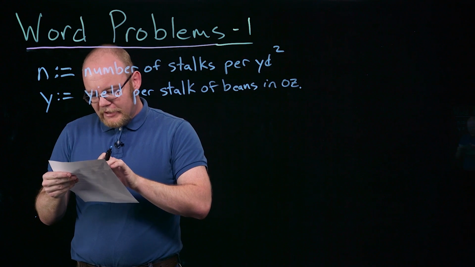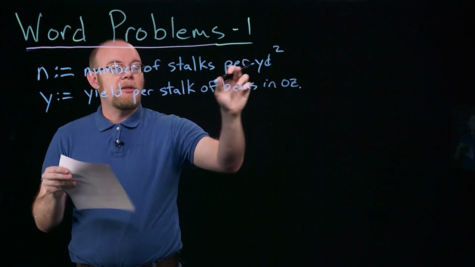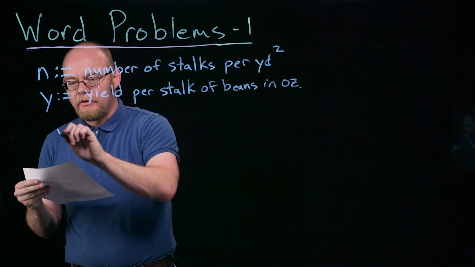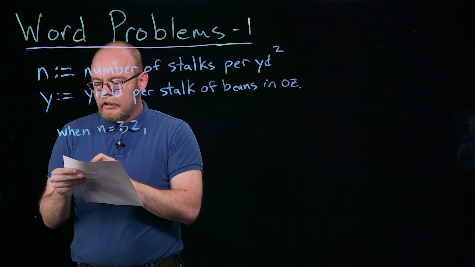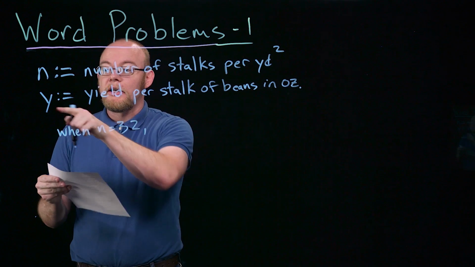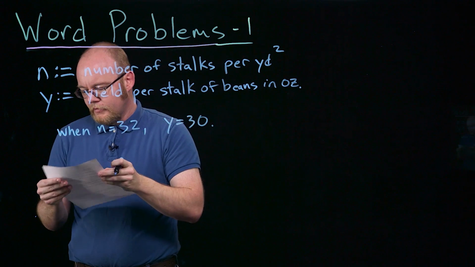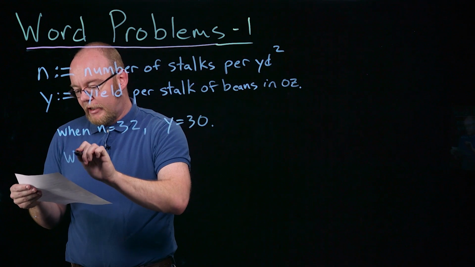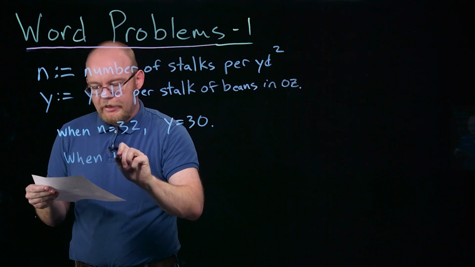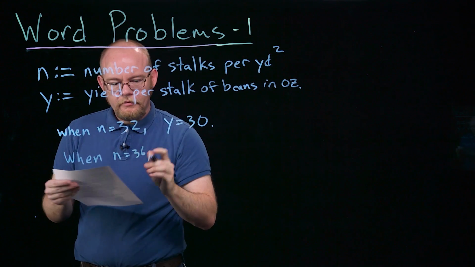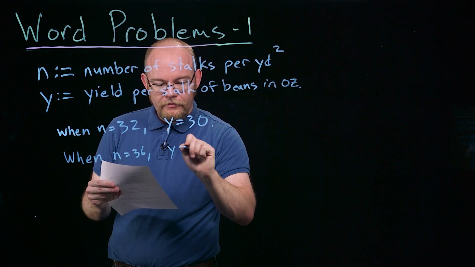So let's read the second sentence. When there are 32 stalks planted per square yard, so number of stalks planted per square yard, that's the N. So when N is equal to 32, the yield is 30 ounces of beans per stalk. That's my Y. So Y is equal to 30. When 36 stalks are planted per square yard, in that case, stalks planted per square yard is going to be N, then the yield is going to be 28 ounces.